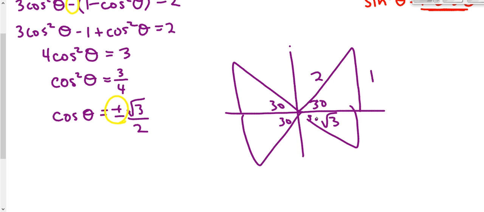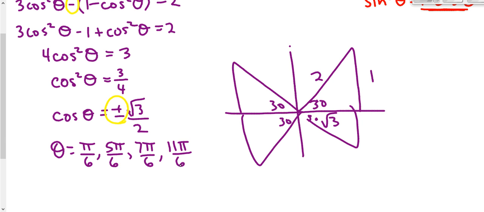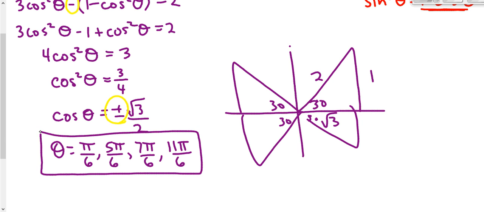So what are all of our 30s? In radians, we have pi over 6 for 30 degrees. We have 5 pi over 6 for 150 degrees. We have 7 pi over 6 for 210 degrees. And we have 11 pi over 6 for 330 degrees. That one wasn't too bad. We have one more.